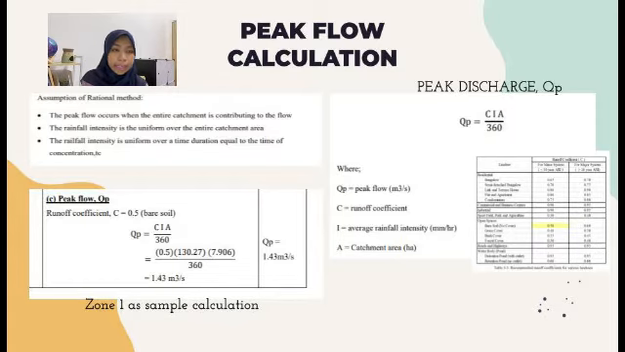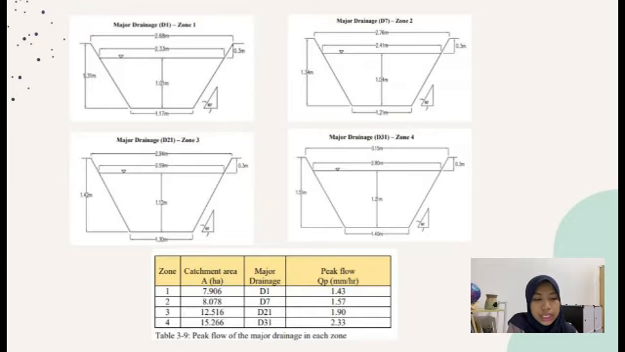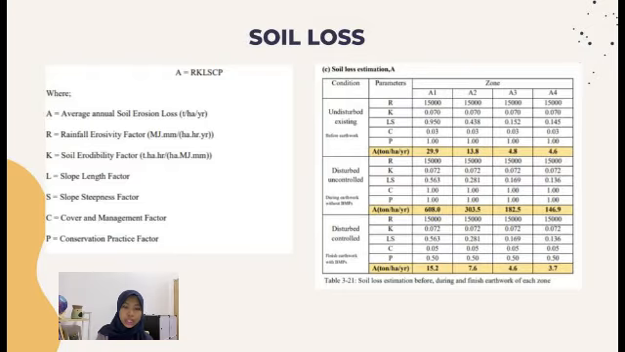To estimate the peak discharge, the rational method is used in the project as it is simple and can provide satisfactory estimates of peak discharge on catchments up to 80 hectares. By looking at the expression, QP equals CIA over 360, we can obtain the value of peak discharge. This is the drawing of the design drainage for each catchment area from Zone 1, Zone 2, Zone 3, and Zone 4. The next element that needs to be considered in the ESCP department is soil loss.